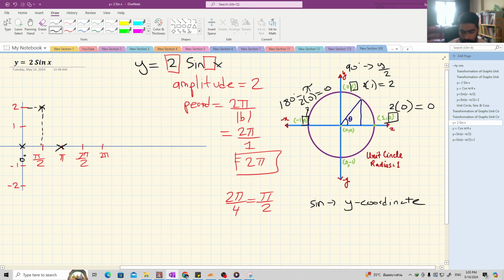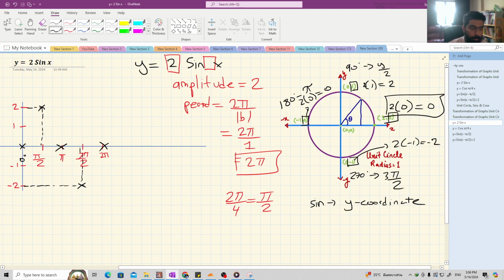Now 270 degrees, guys, what do we have here? For 270 degrees or 3 pi over 2, we take 2 multiplied by -1. Let me do it right here. 2 times -1 is -2. So we are going to plot at 270 degrees at -2, right, guys? And finally, coming back to 360 degrees, we are at 0 again, so we are going to put it at 0.